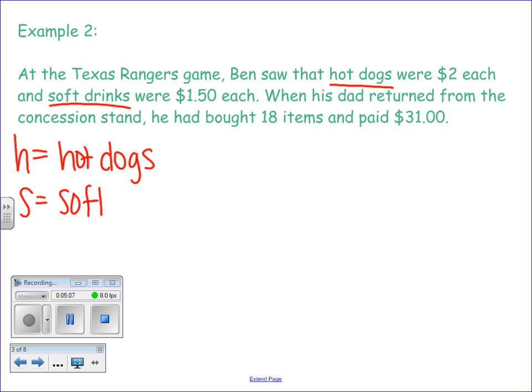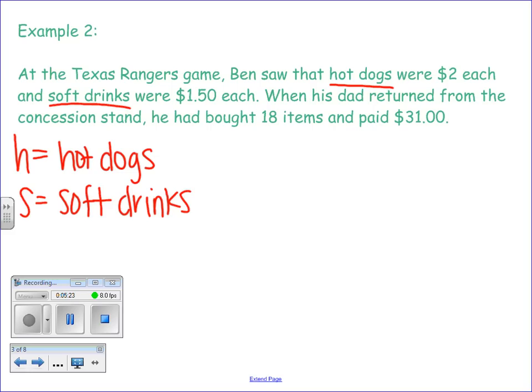Okay, so first thing, as you can see, what I'm doing is I'm defining what my variables are. It's important for me as your teacher to know what these letters are, these variables that you are using, what they stand for. Okay, so I'm telling you what my variables are.